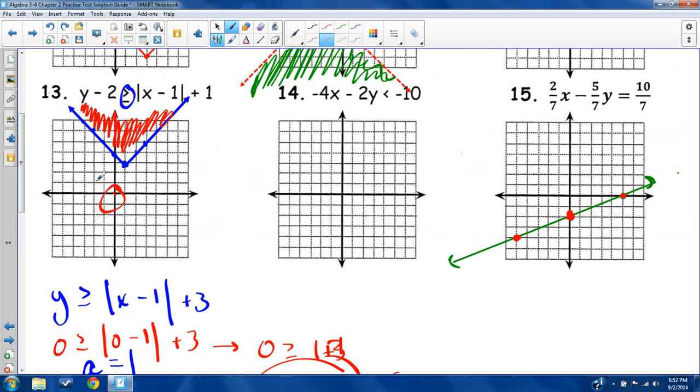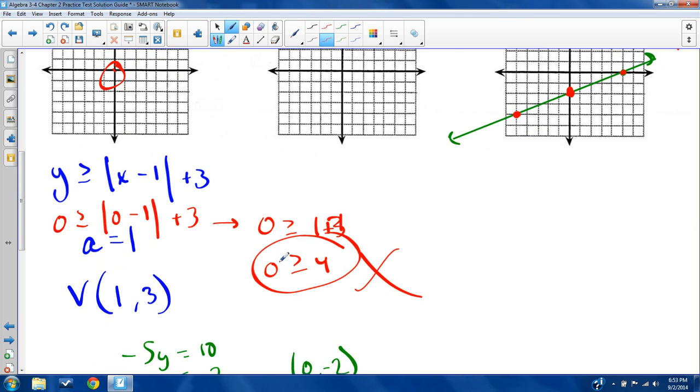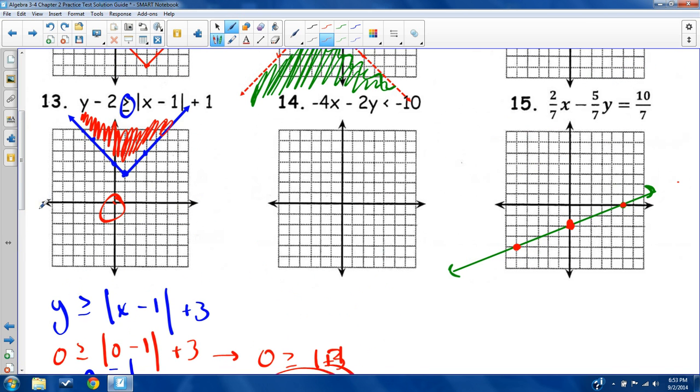Therefore, this point, just like any other point that's below this blue graph right here, will not be true. So you test 0, 0. You say, do I get a true statement? If you do, you shade on that side. Make sure your math is correct. If you don't get a true statement, shade on the other side, like this one.